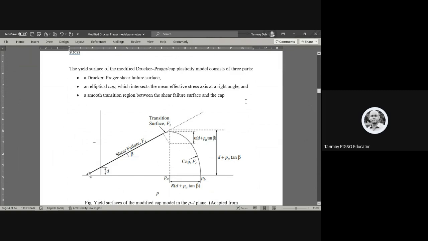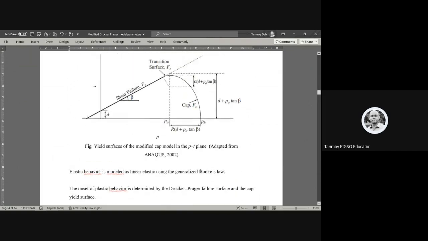Here you see this is the shear failure or failure surface. This is an elliptical cap, and in between this failure surface and the elliptical cap there is a smooth transition. So this is also called the transition surface. So the Drucker-Prager or cap plasticity model consists of three parts. One is this shear failure surface, one is this transition surface, and the other one is this cap.